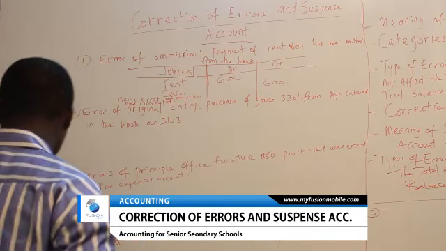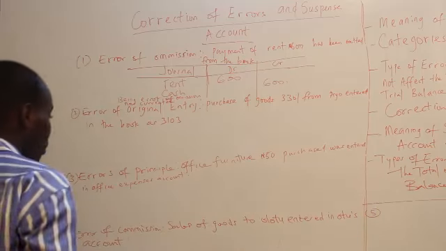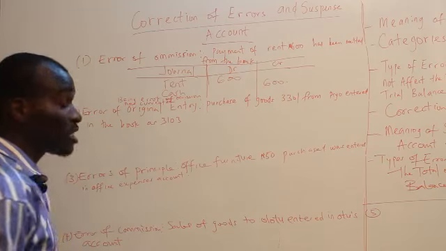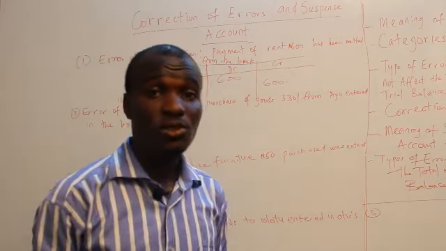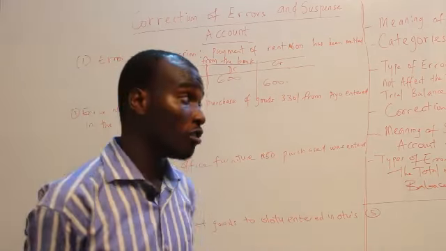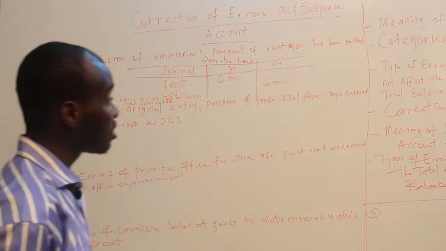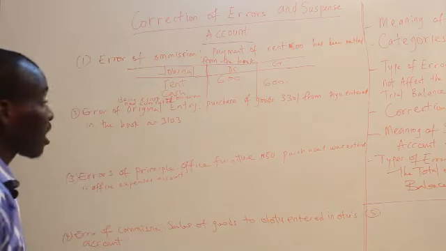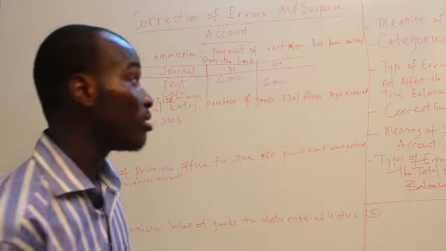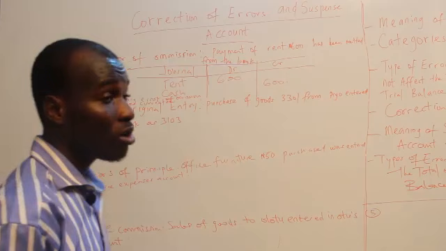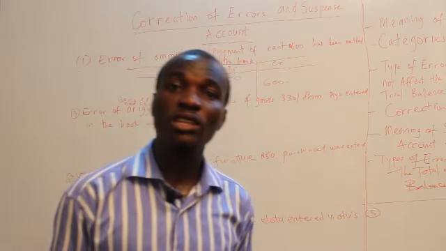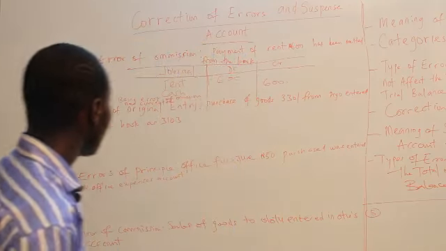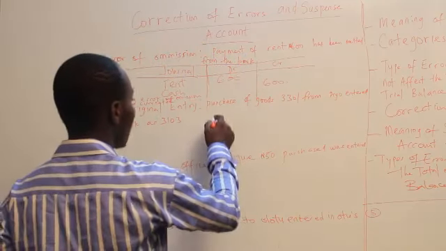So the next one we have is errors of original entry. That is when a wrong figure is entered into the debit side and credit side of the book. So we have purchase of goods 3,301 from Ayo entered in the book as 3,103. Due to similarity in figure, what happened? A wrong figure was posted into the debit side and credit side of the book. So to correct that, we have to open our journal.